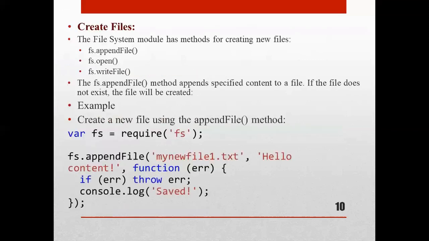The next one is create files. How to create files? We have seen the writeFile and appendFile methods in previous slides. So these are the file system module methods for creating new files: fs.appendFile, which we have seen, then fs.open, and fs.writeFile, which we have seen. The fs.appendFile method appends the specified content to a file. If that file does not exist, it will create a new file. If that file is present, it will append the content. Here you can see the example using the appendFile method. In the last slide also we saw that example for appending to a file.